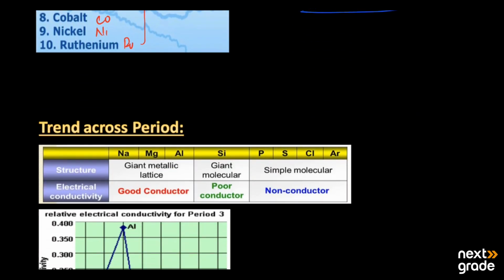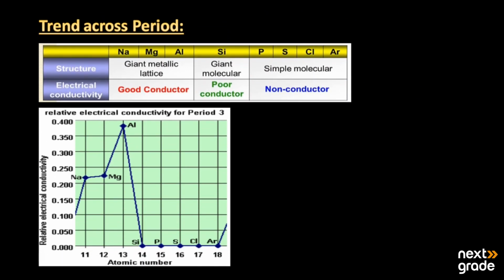Then we have the trend of electrical conductance across a period and group. When we move from left to right, in the first group we have 1A sodium metal, then magnesium and aluminium. These metals have a giant metallic lattice, which means their structure is large. On the other hand, silicon has a giant molecular structure, but it is a poor conductor. Sodium, magnesium, and aluminium, as metals, are good conductors of electricity.